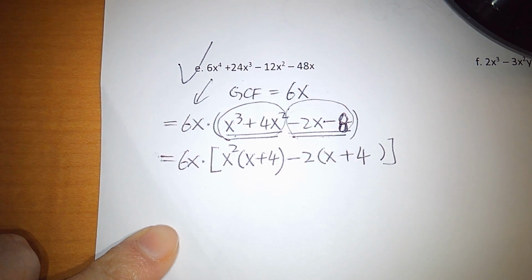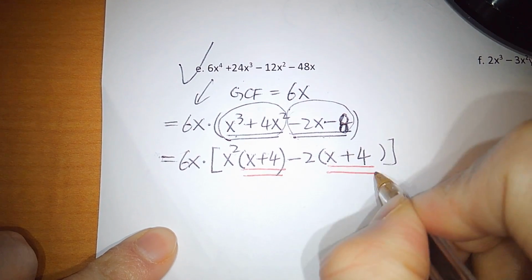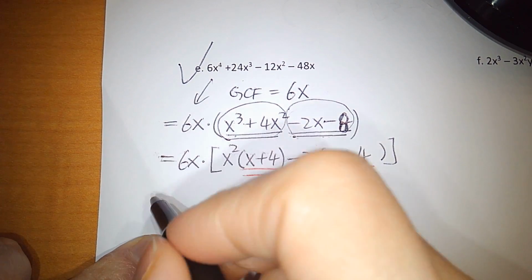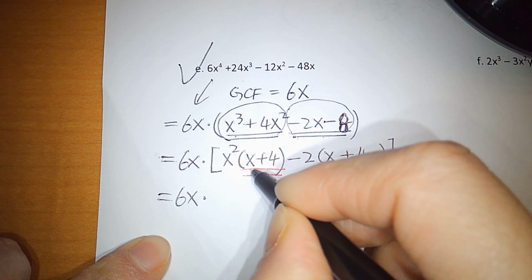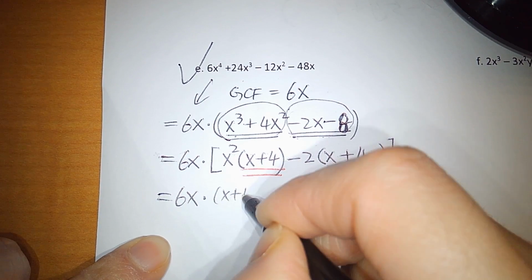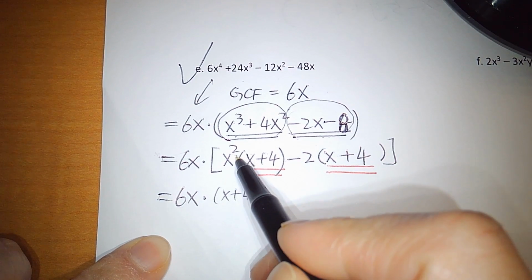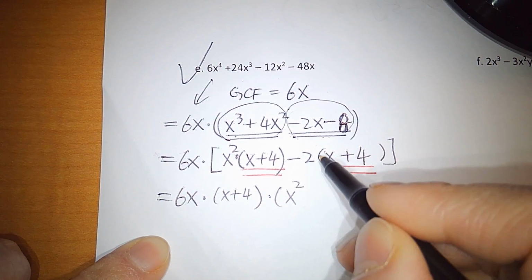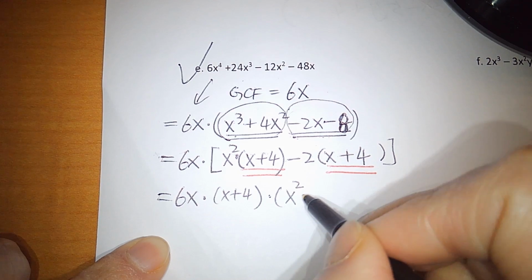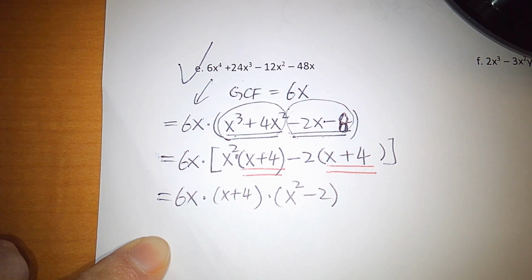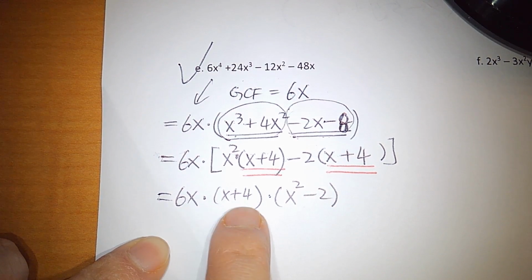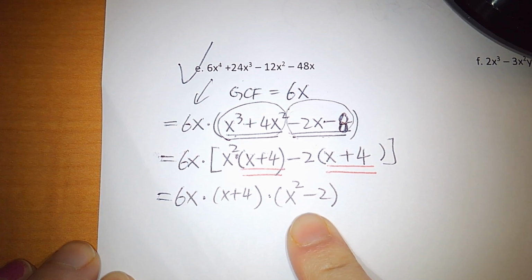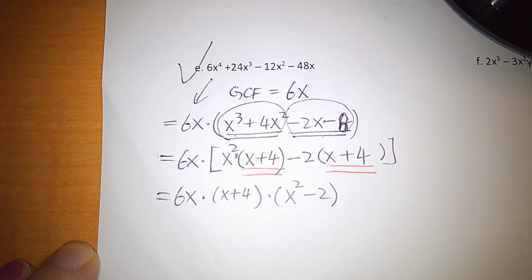What is a common factor? x plus 4, right? So we factor out the x plus 4. From this term we should have x squared. From this term, if x plus 4 is out, we should have a negative 2 left. You see? This result is written as a product of factors. We're done. This is by grouping.